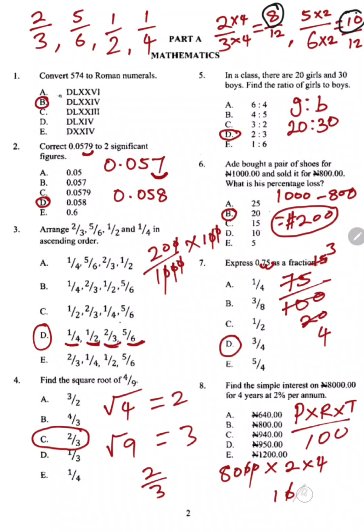I have no space to write it, so I'm going to erase this one and write it down here. So I have 640 naira. I'm going to look for the one that has 640, and there you go. The answer is A. So we have done justice to these questions.